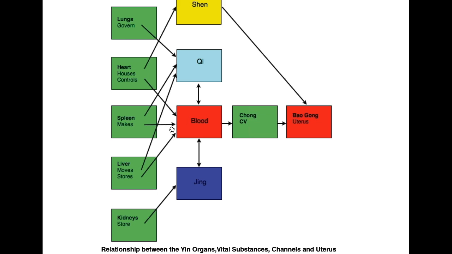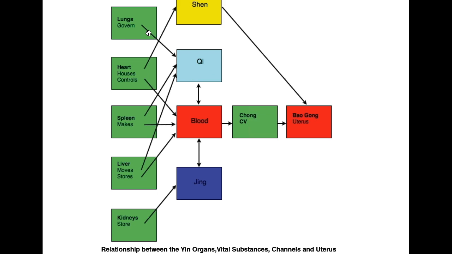So we have the spleen making the blood, the kidneys storing the Jing, and the liver storing the blood as well and moving the Qi. And then of course the blood is also produced in the heart as well. The heart blood is important, and that's also important on the emotional level. So we've got spleen, heart and kidneys producing the blood, and the liver storing and moving it around via the free flowing of Qi.